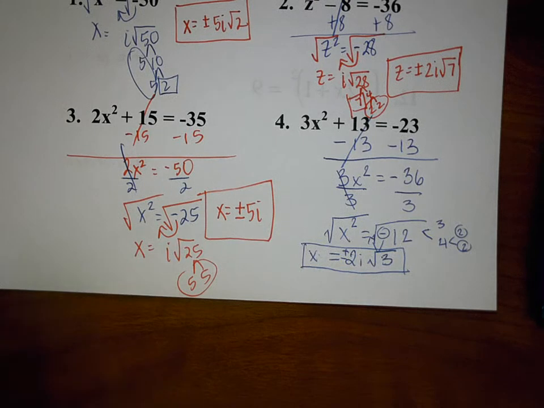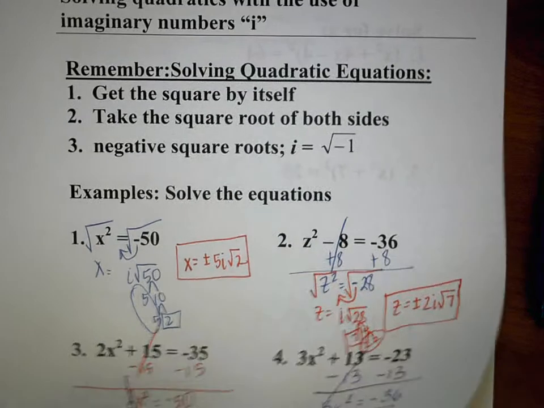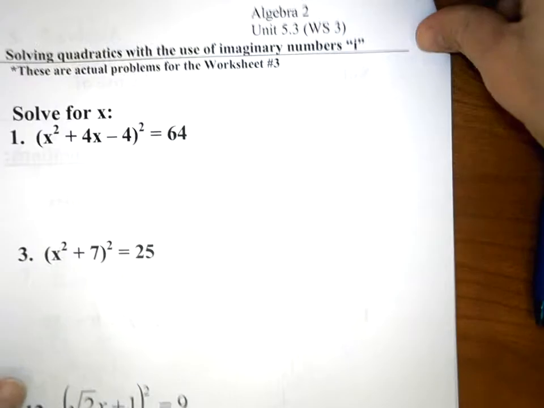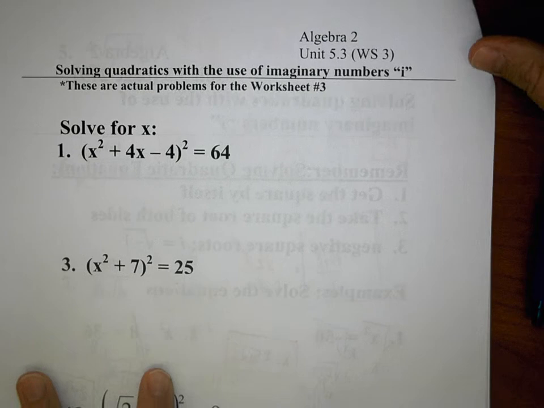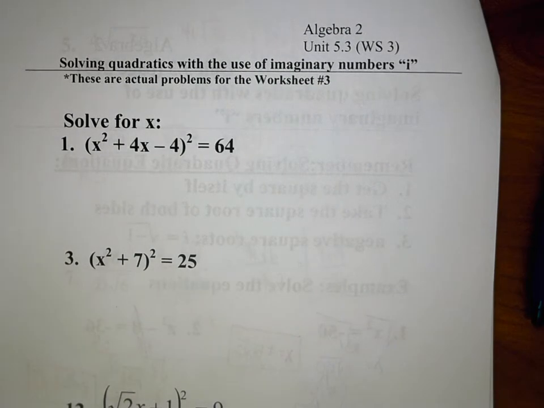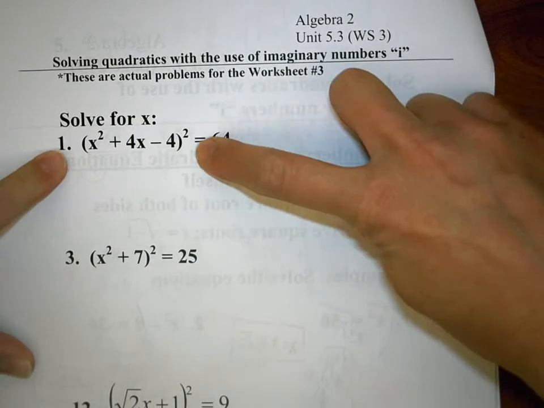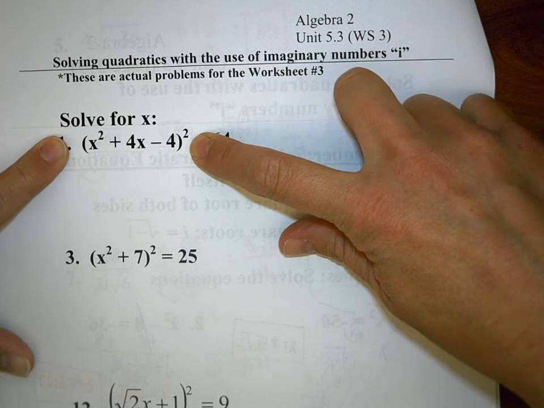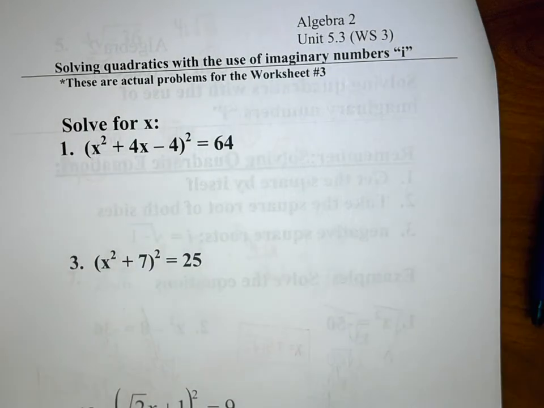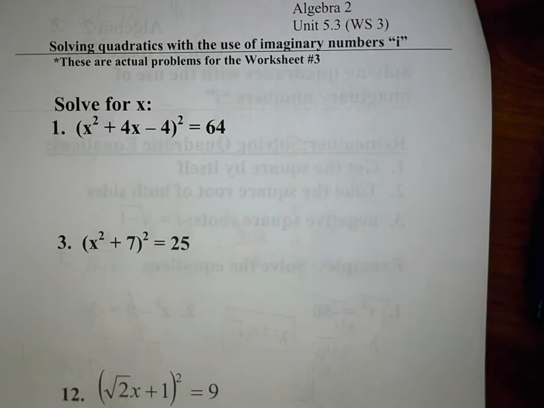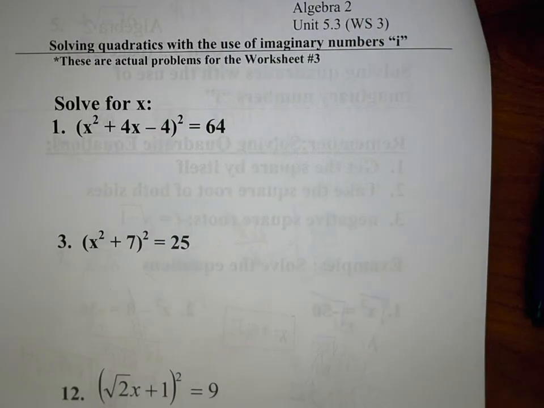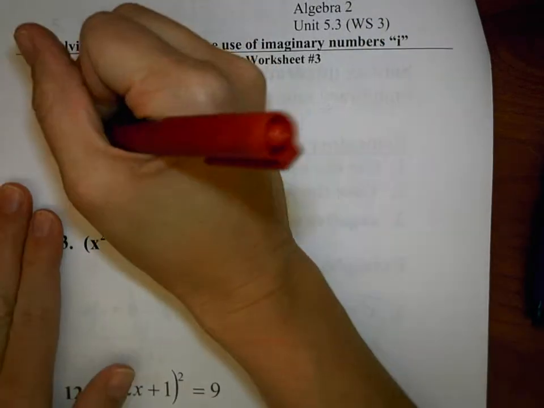All right. Any questions here? No? We're good? Okay. Let's move on to 5.3 worksheet 3. So on this one, we're doing the same thing, but we have more than just an x squared. So if you notice here, do you see how the square is by itself? This whole thing is being squared. Do we see this? Yes? Okay, so what do I do at this point? No. No, we already have the square by itself. What do we do? Take the square root of both sides.